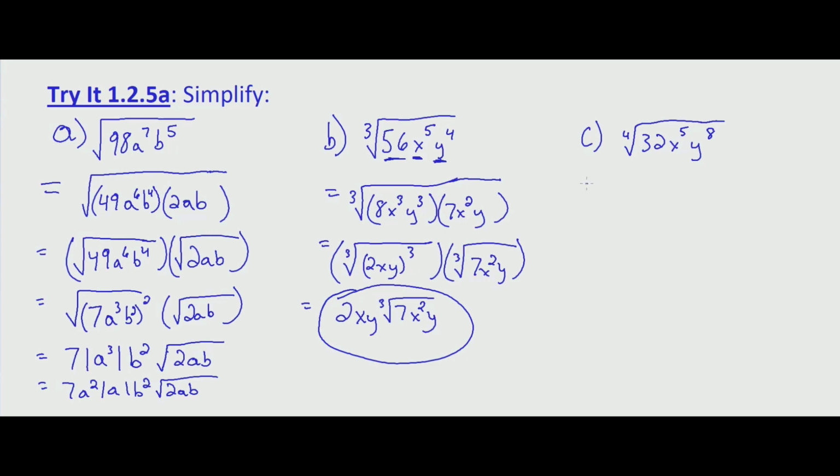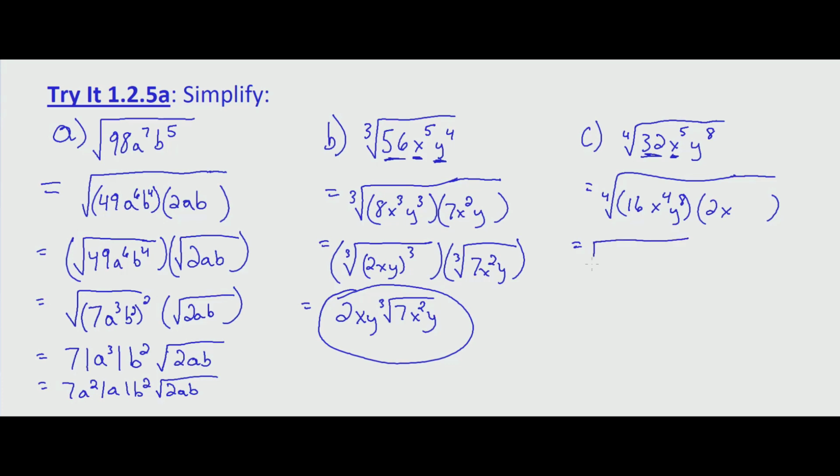Part C, we're looking at a fourth root. So again, we want perfect fourth powers. The fourth root of, well, 32 divided by 2 is 16, which we know is a perfect fourth power. 2 to the 4th is 16, so 16 times 2 gives us our original 32. Multiples of 4 that are part of x to the 5th, x to the 4th. And that would leave us with x. x to the 4th times x is our original x to the 5th. y to the 8th, that is a multiple of 4, so we'll just have y to the 8th here.